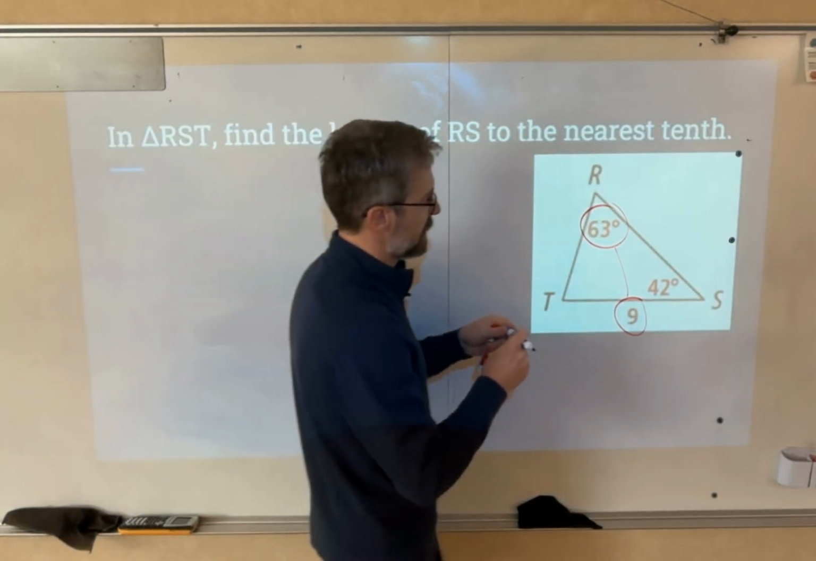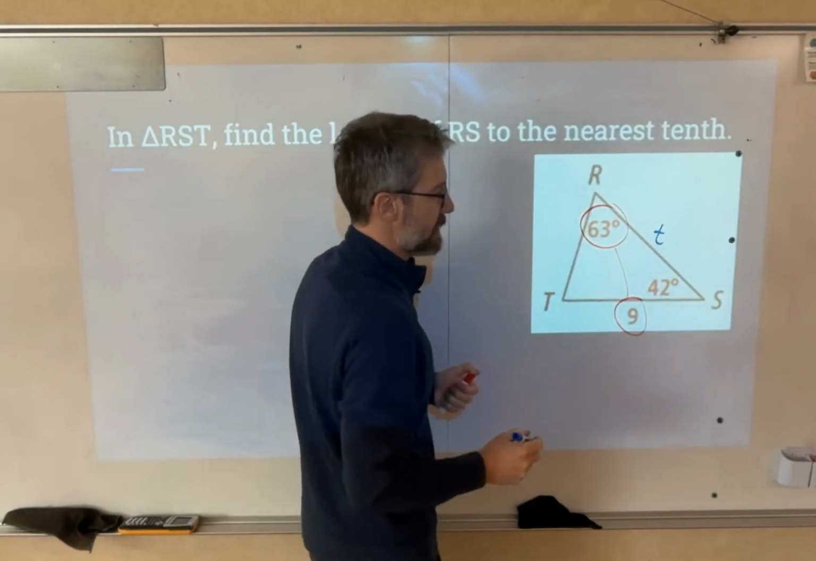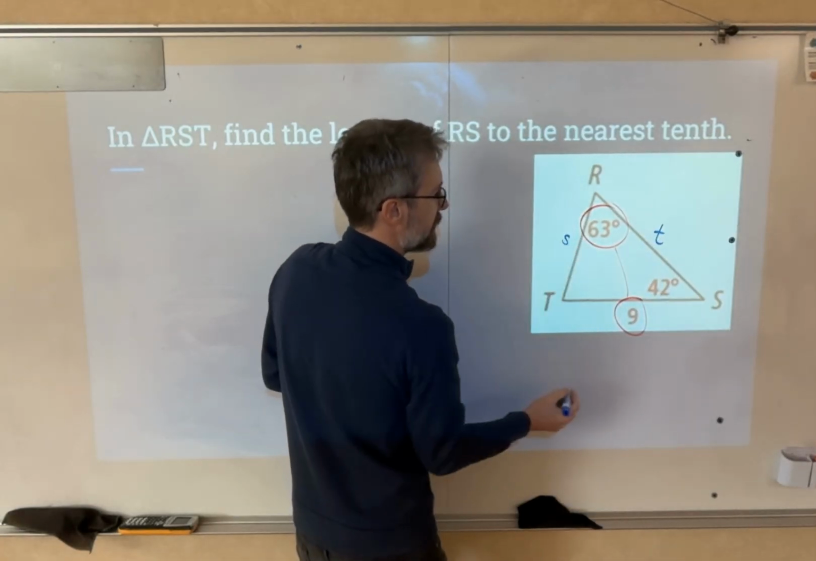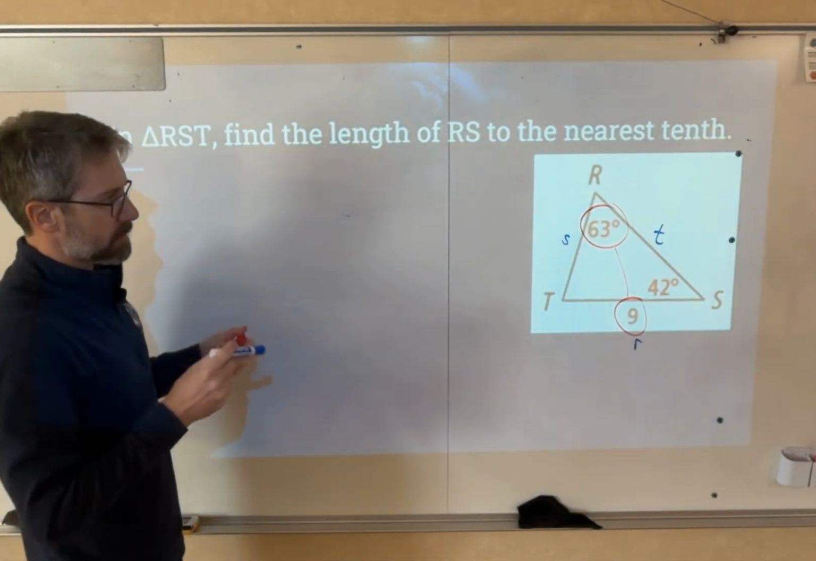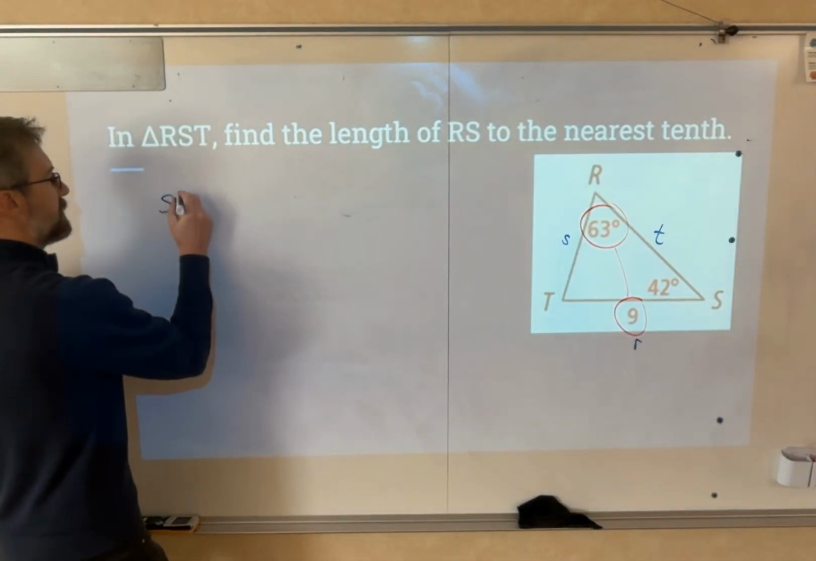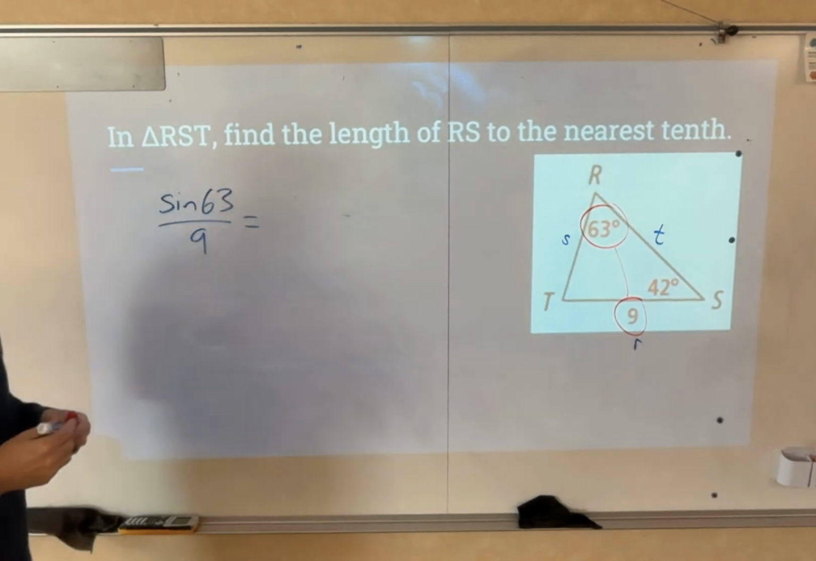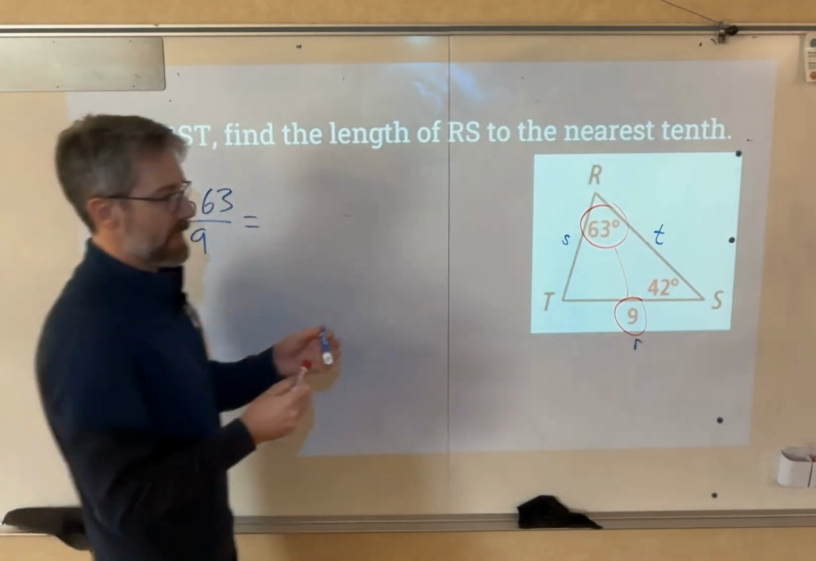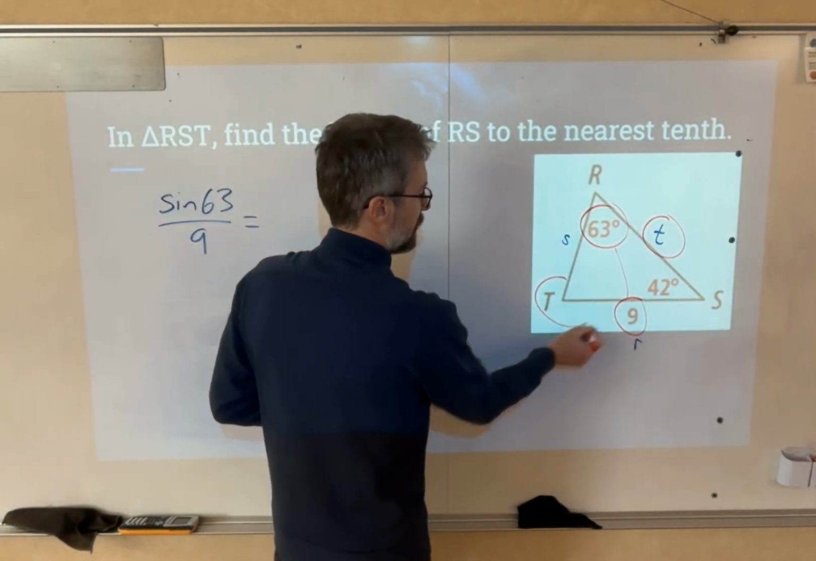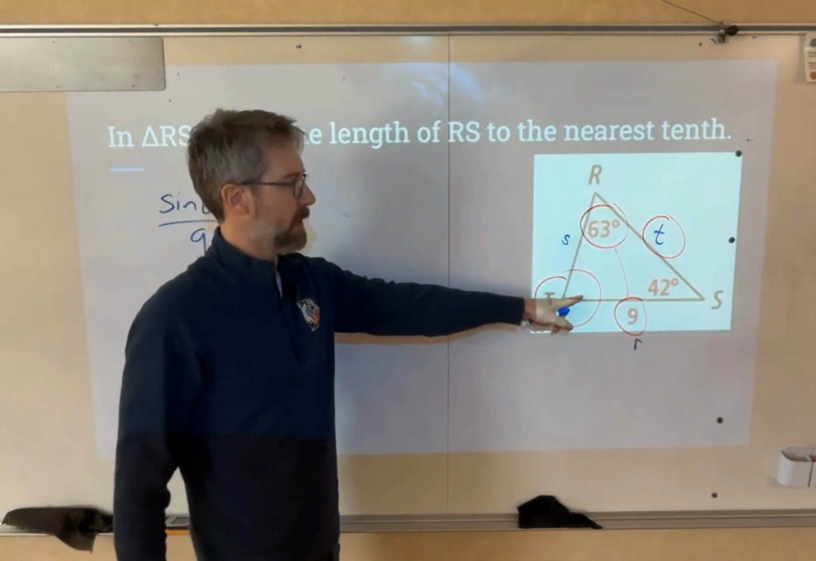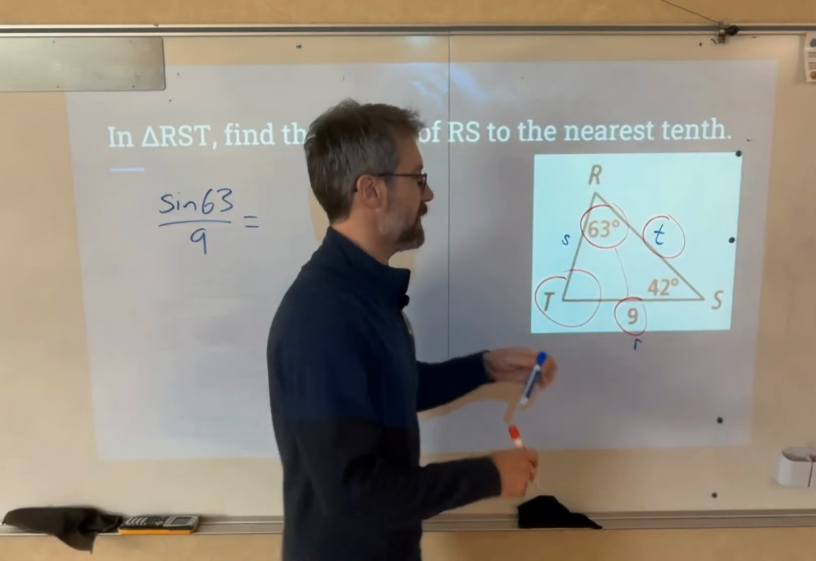Don't like RS. Let's put a lowercase t, right? R to S, that's actually side T in this case. Lowercase s over here. 9 is our lowercase r. That looks better now. So one of these is definitely going to be sine of 63 over 9. All right, now I'm looking for RS, which is actually T, right? I'm looking for this side. That's opposite this angle. Well, I don't have any information there, right? Except I kind of do, because I have two angles.